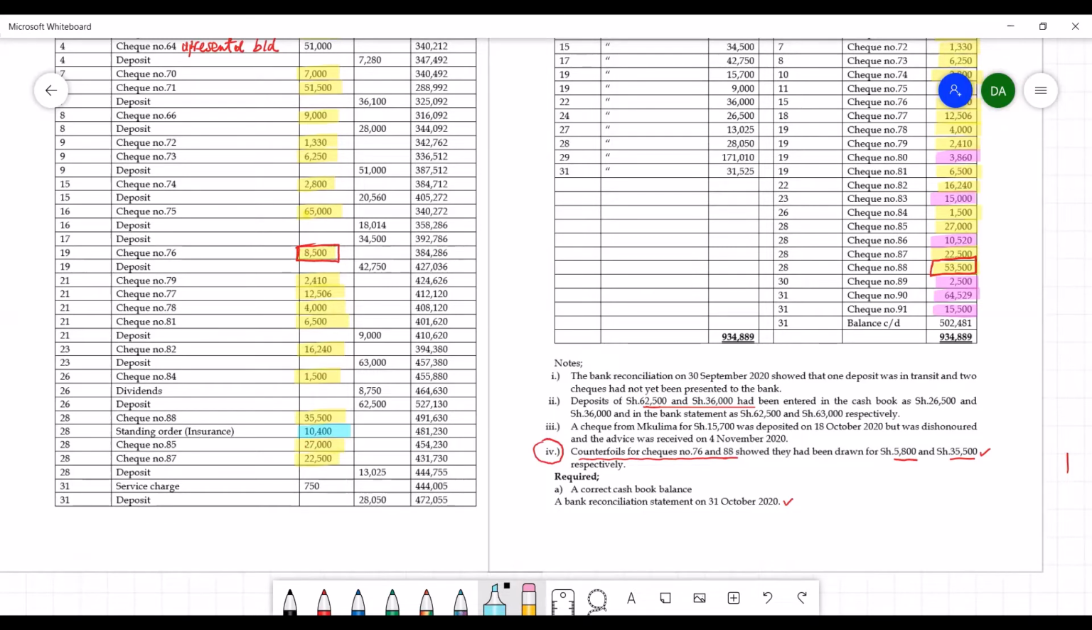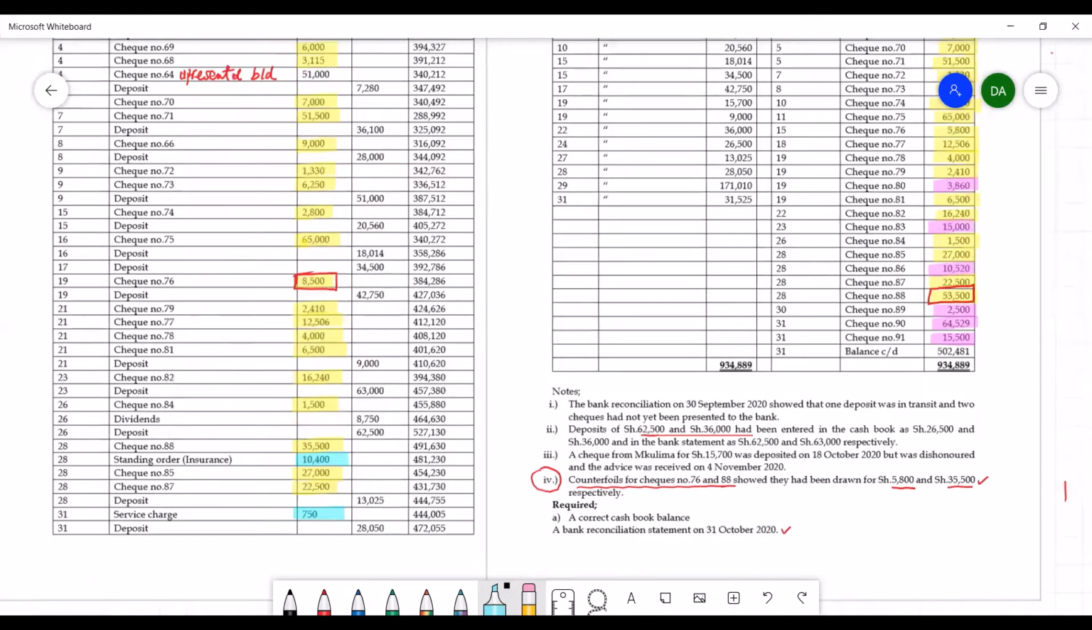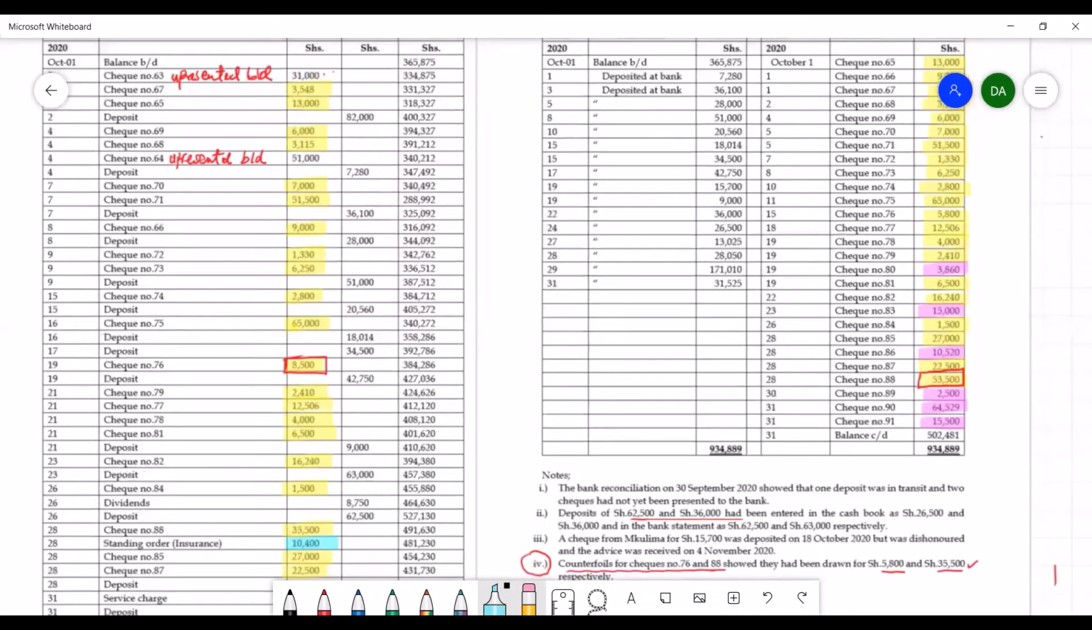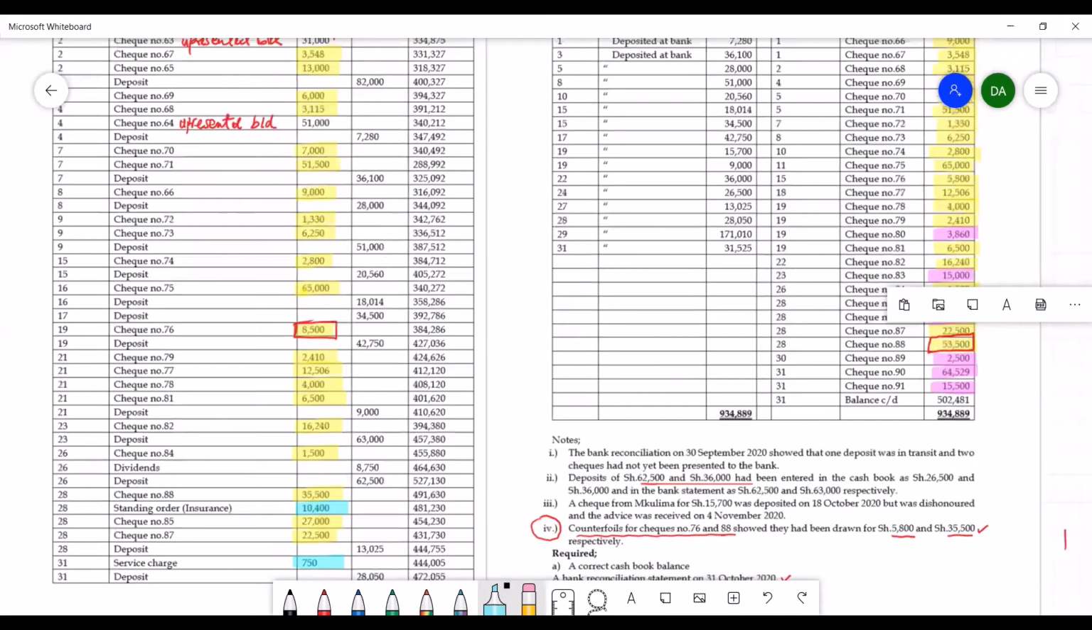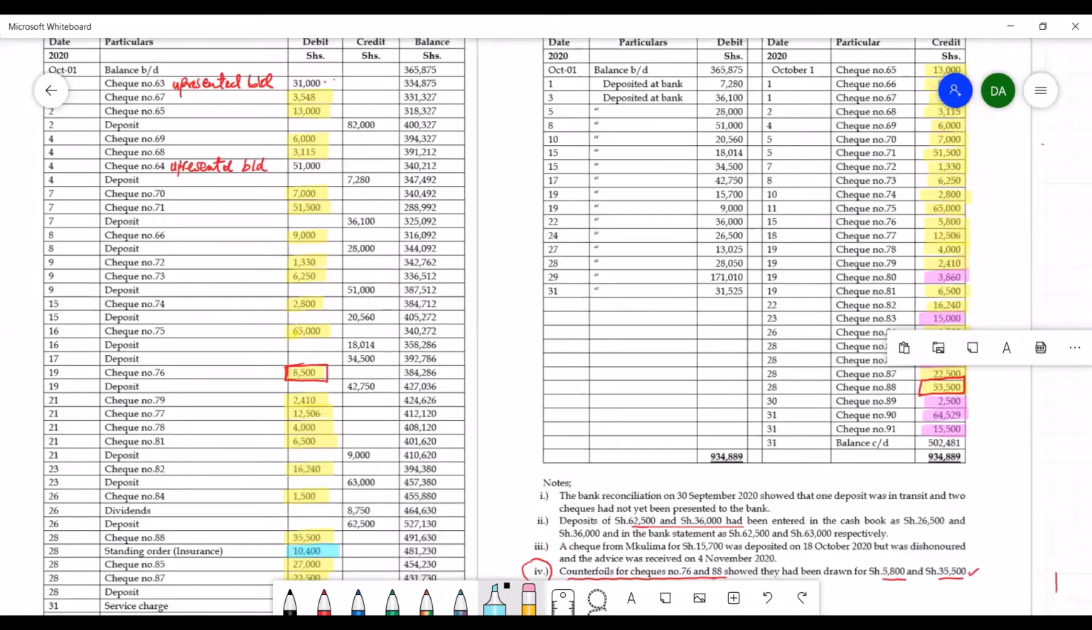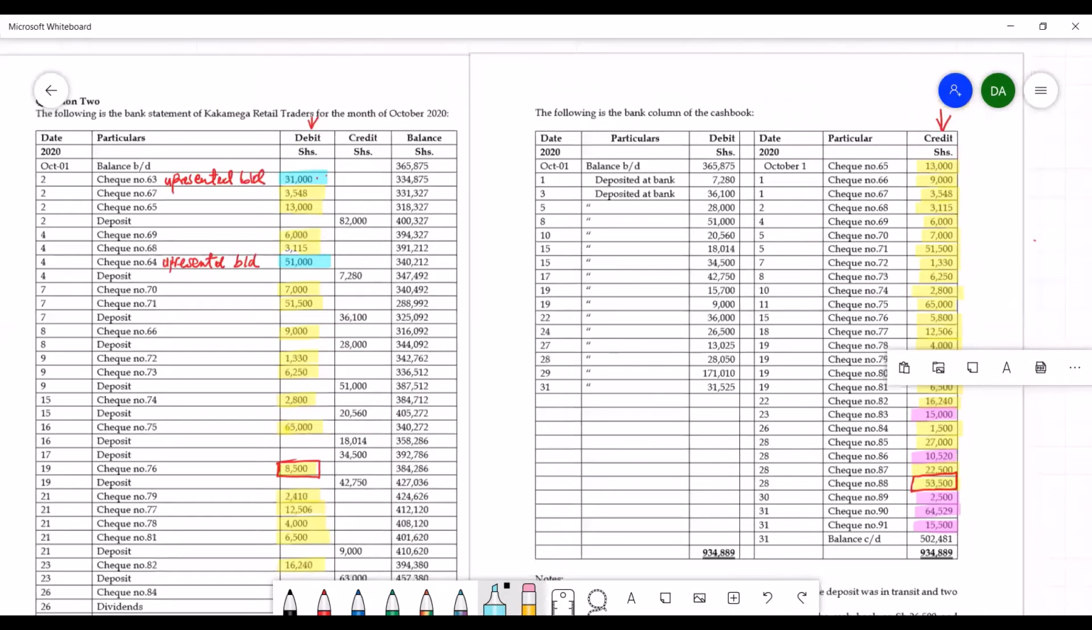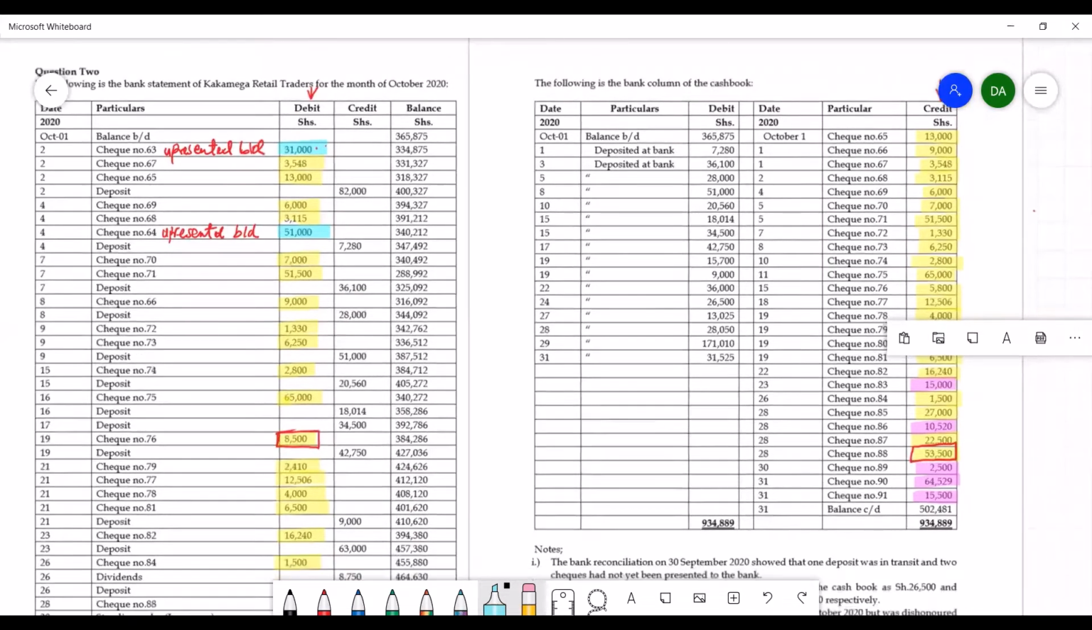There is another item known as service charge. This is also appearing in the bank statement, but not appearing in the cash book. So those are the items which are in the bank statement, not in the cash book. The others which are not in the cash book, but in the bank statement, are unpresented check brought down, as you can see there. So that is a comparison of the debit side of the bank statement with the credit side of the cash book.